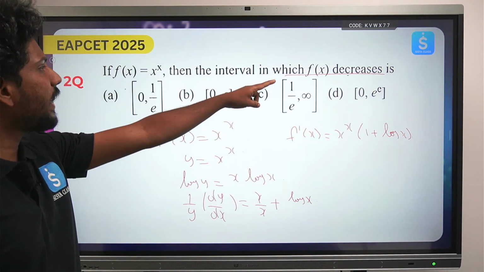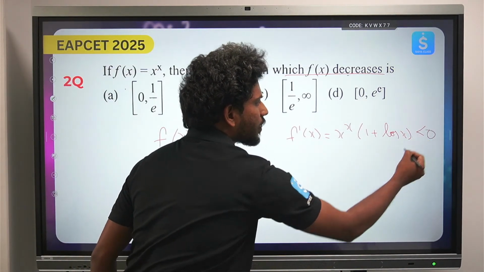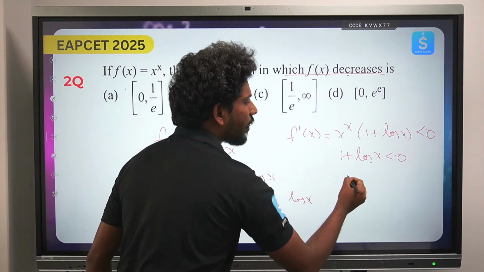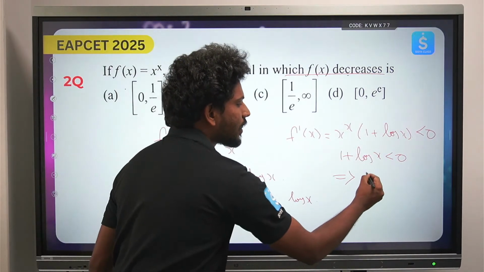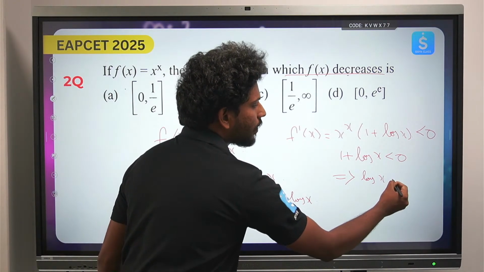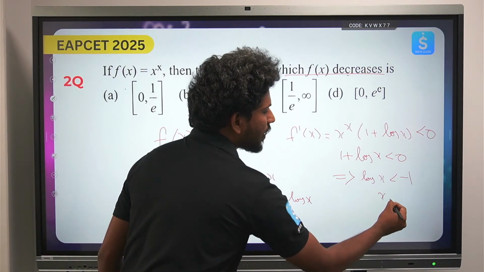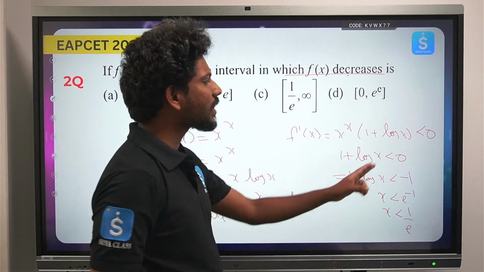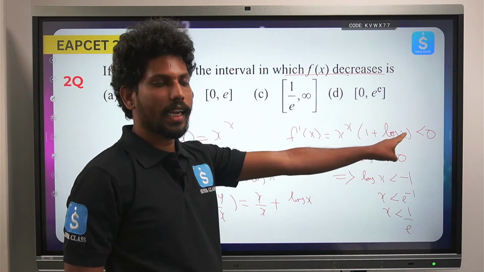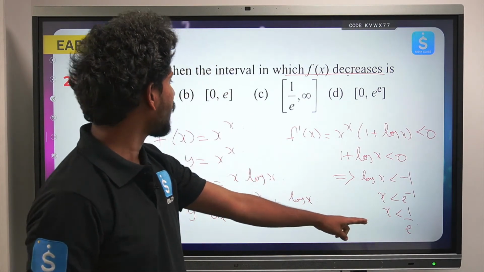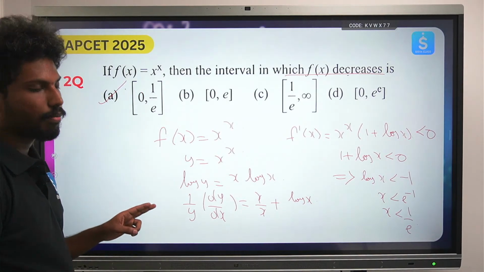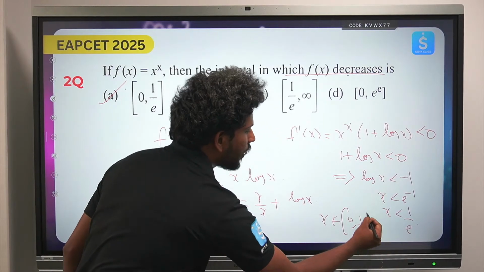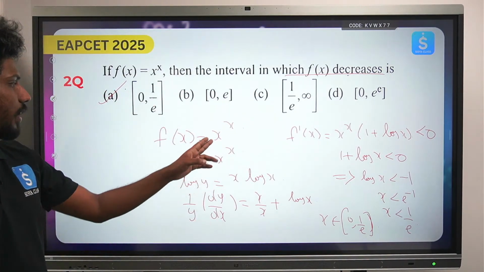So the function decreases where f dash of x should be less than 0. That means 1 plus log x should be less than 0. So from this I can say that log x is less than minus 1. So x is less than e to the power minus 1. x is less than 1 by e, but what is the domain of x? x can never be negative. So hence x is less than 1 by e. So the values are from 0 to 1 by e. Okay, x belongs to 0 comma 1 by e. Okay, so that is what it is. Okay, so this is very much clear.